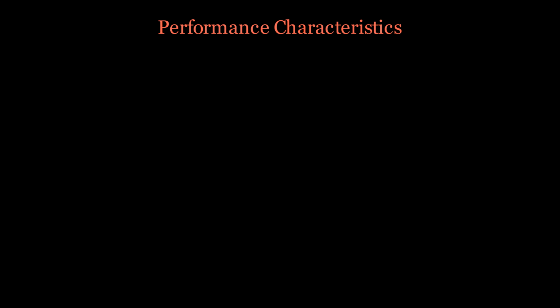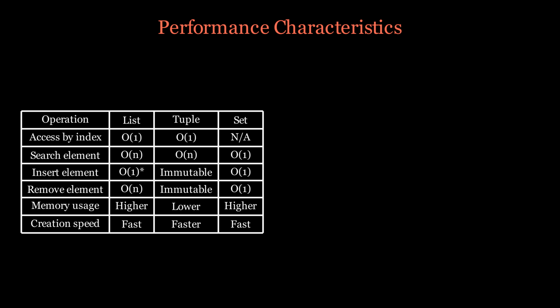Understanding performance differences helps choose the right structure for your use case. Let's compare the efficiency of common operations. Here's how the structures compare. Lists and tuples have fast indexed access, but sets don't support indexing. Sets shine in membership testing, checking if an element exists is nearly instant. Tuples use less memory than lists and are faster to create. Sets excel at insertions and removals but use more memory for their hash table.